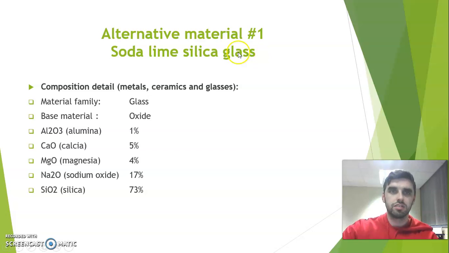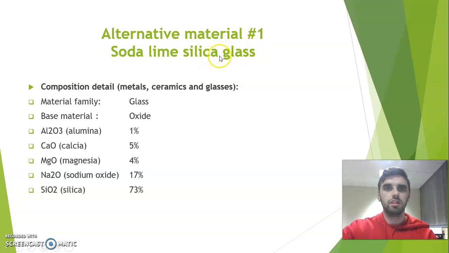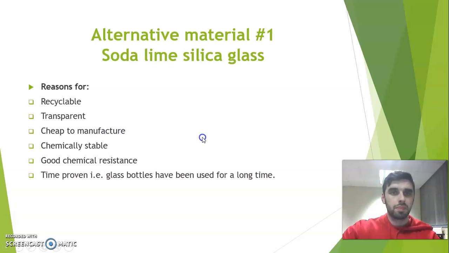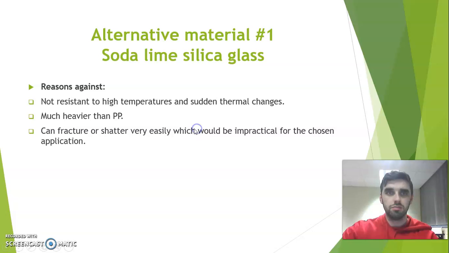Alternative materials selected for this. The first material was soda lime silica glass. Here is its composition detail. Some of its properties, such as tensile strength and flexural strength, are similar to polypropylene. Reasons for: recyclable, transparent, cheap to manufacture, chemically stable, good chemical resistance, and it's time proven as glass balls have been used and manufactured for a long time.